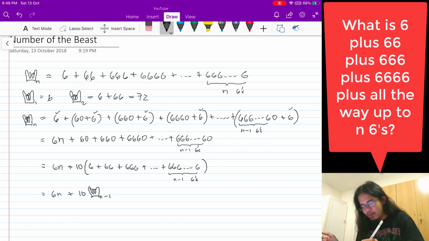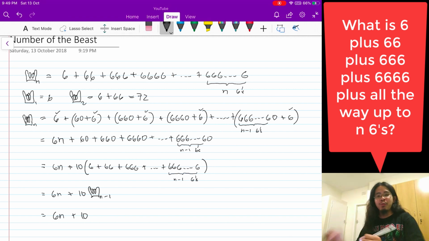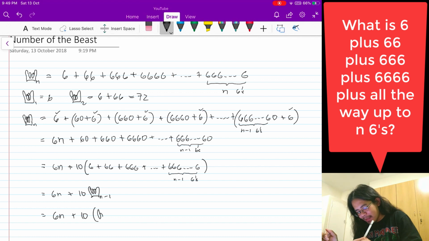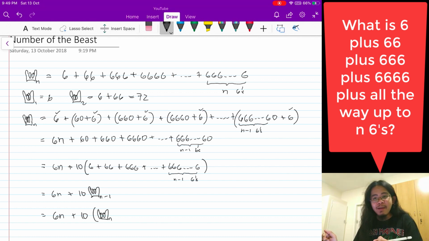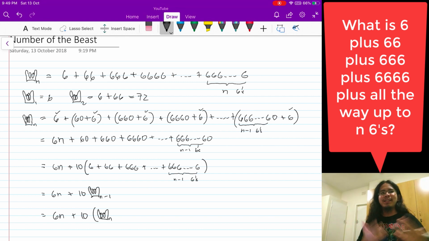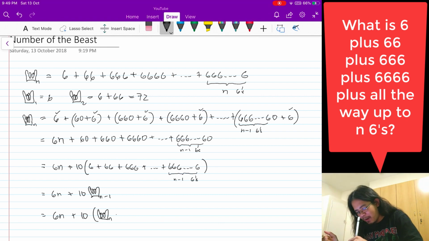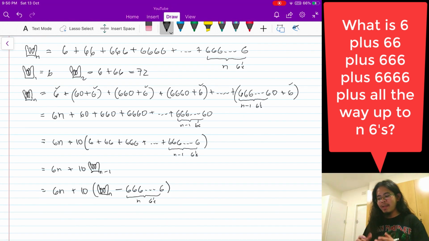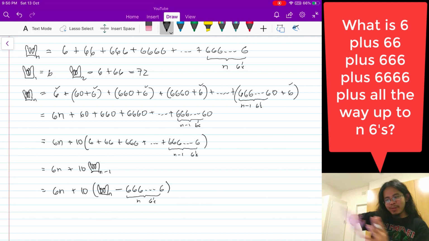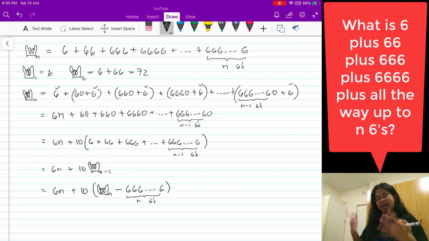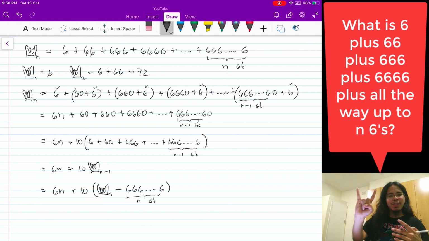And you can even do a further move, because you have 6n plus 10, but would you agree that the metal sum of n minus 1 is nothing but the metal sum of n? How do you make the metal sum of n become the metal sum of n minus 1? Well, you subtract from it n sixes, correct? So you have minus 66666, n instances of these sixes right here. So now we were able to write the right-hand side in terms of the original metal sum.